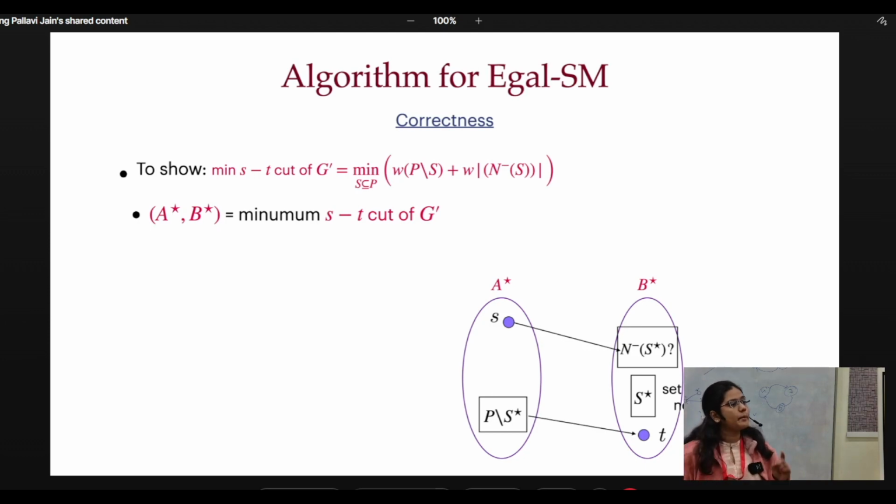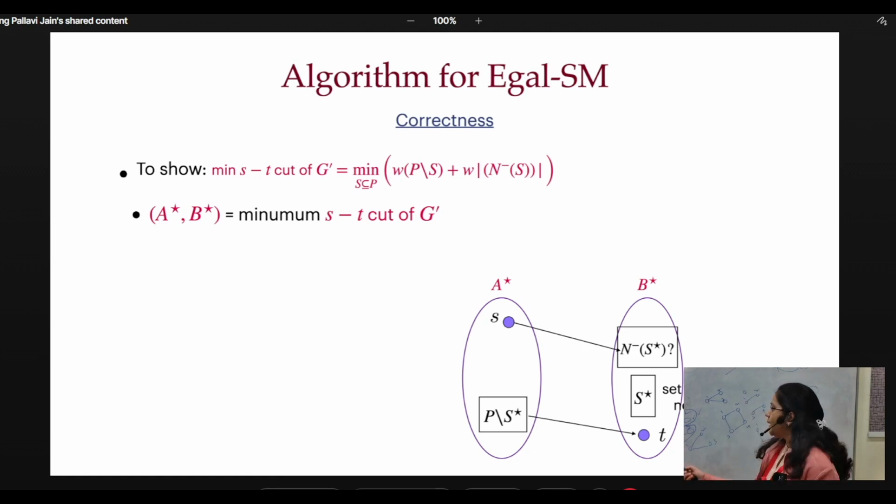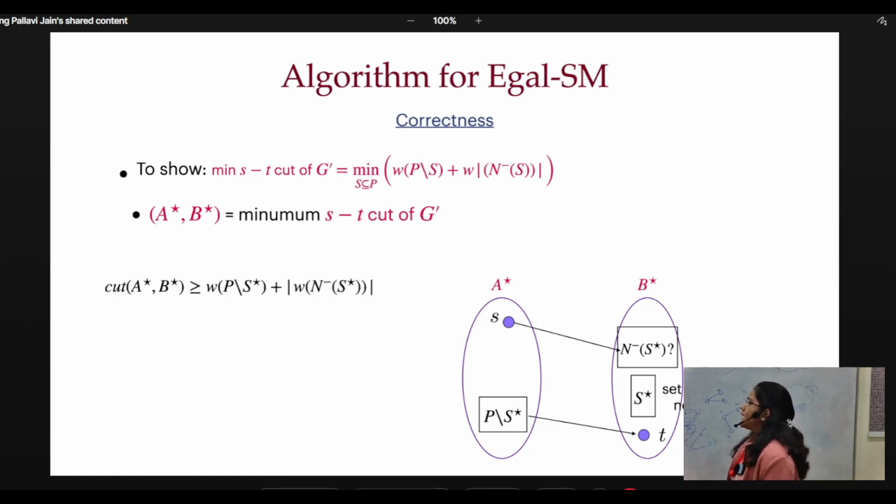Correct? Because from S we added arcs to all negative nodes, right? Okay. So what do we know? That cut of A star B star, I do not know what, there might be other edges which are contributing, I do not care. But these are the edges that are definitely contributing, right. So I know that cut of A star B star is greater than or equal to this value, agree?